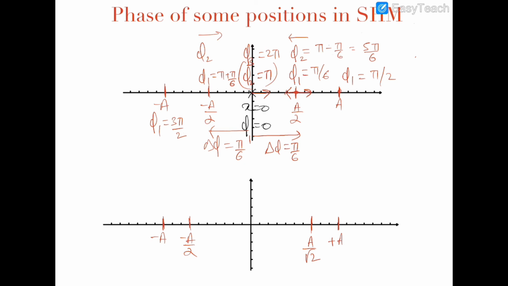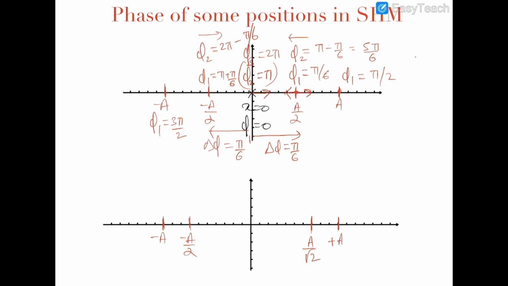So the phase of this position minus a by 2 would be 2 pi minus the short phase. The short phase is pi by 6. So this will be 2 pi minus pi by 6. Okay, so the phase of this position while returning back towards the origin is 2 pi minus pi by 6. So this was the phase of these different positions, and you have already noticed that the phase of a single position will be different in each cycle of the motion.